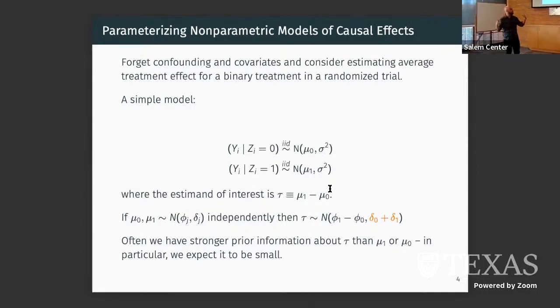We wrote down this prior independence. We wrote down this independent prior for the outcomes under the treatment and control conditions. And the effect of that is that we induce a prior on the thing that we care about that doesn't actually make a lot of sense, okay?